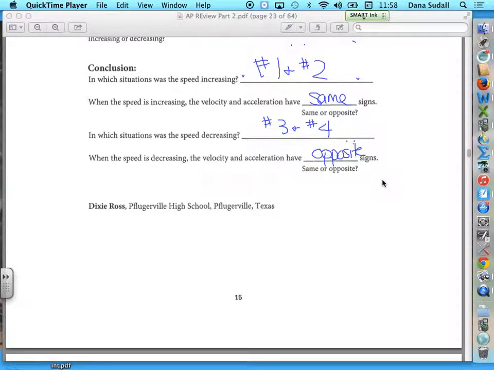And then your conclusion. So the relationship for speed, even if you don't have values for it, is this: if you know that the velocity and acceleration have opposite signs, it's decreasing. If they have the same signs, it's increasing.